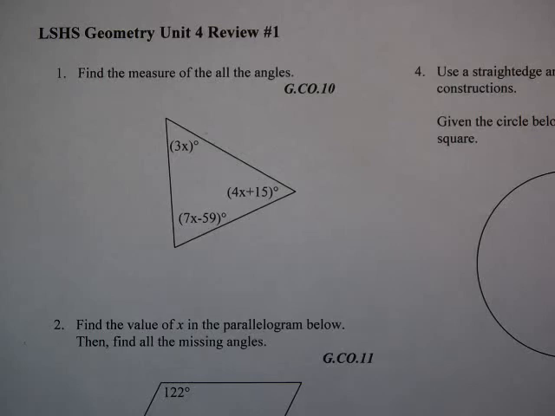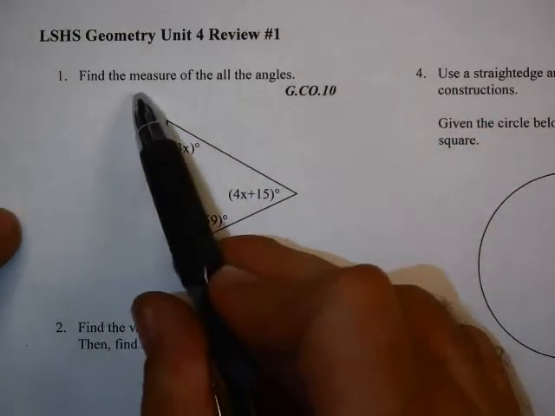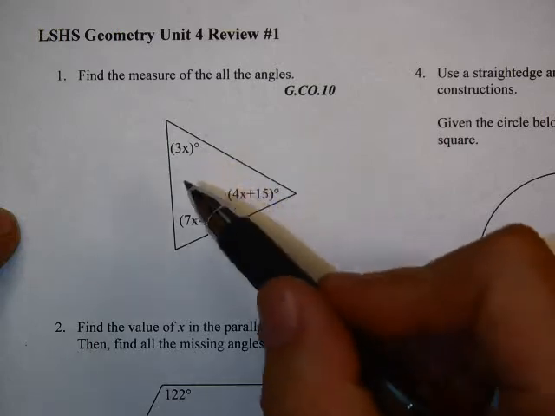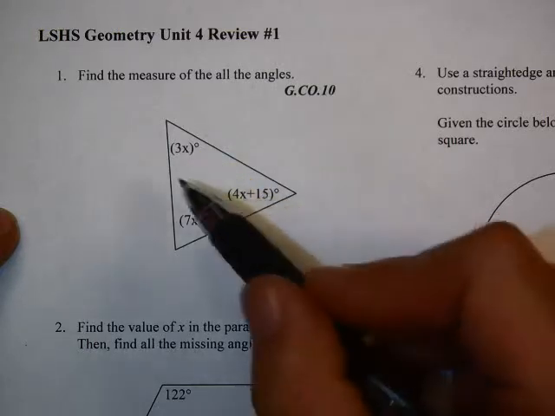This is Unit 4 review number 1 from Lacerna Geometry, and I'm going to go over in this video numbers 1 all the way up through number 5. In number 1, we see the direction says to find the measure of all the angles, and they give us this diagram of the triangle which has all our angles labeled.